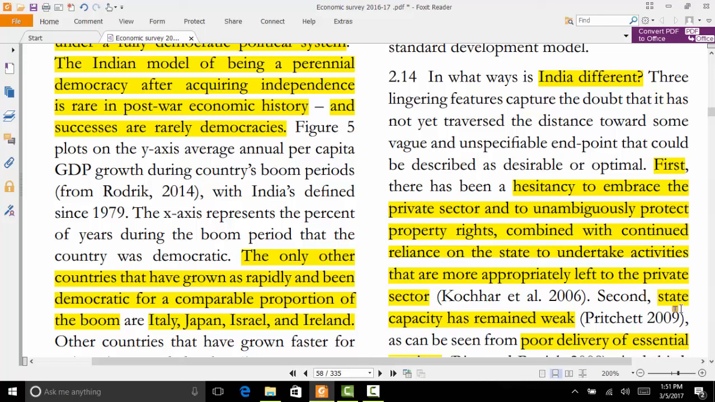Second, state capacity has remained weak. Okay, but in terms of property rights, we have seen that at one time they were constitutional rights. Under which article? 19(1)(f), I think, and 31, 31A, right? So now they are under Article 300A, legal rights. Now they are.